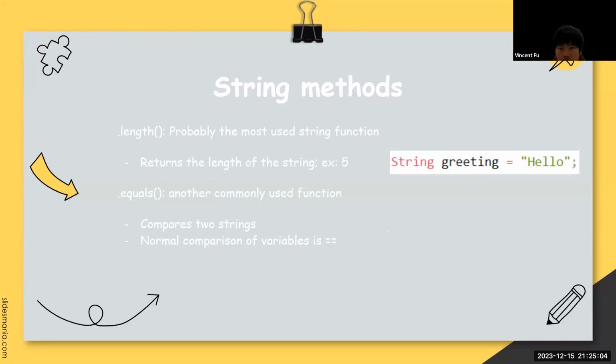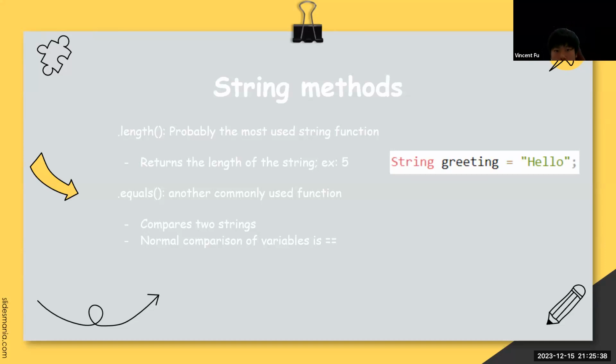Now, something as simple as this, you might take for granted, but you have to realize that if the dot length function didn't exist, you would probably have to spend like 10 lines of code to write it out yourself. You would have to run a for loop and have a variable counting how many letters are in your string. And that's painful to do, right? So instead, I can just write the name of my string, greeting dot length, and it gives me 5. I didn't have to write any additional code. So it's just very convenient.